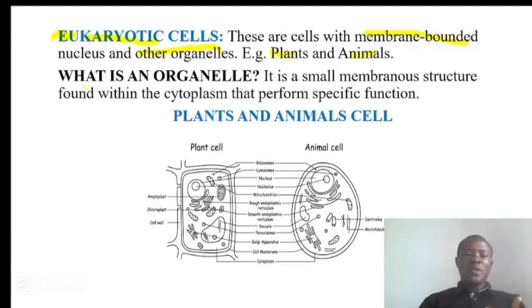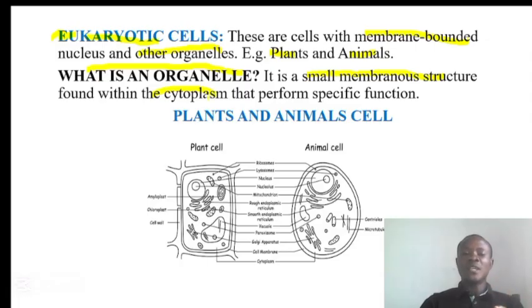Before we proceed further to talk about the organelles that are found in eukaryotic cells, let's try to define first what an organelle is. An organelle is a small membranous structure found within the cytoplasm that performs a specific function. Based on this definition, the organelles are small membranous structures. That means they have a membrane bounding them and they are found within the cytoplasm.